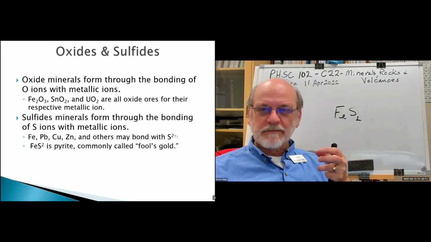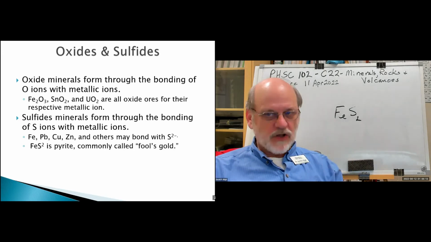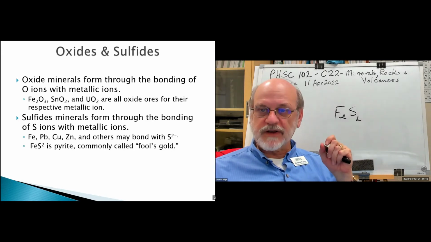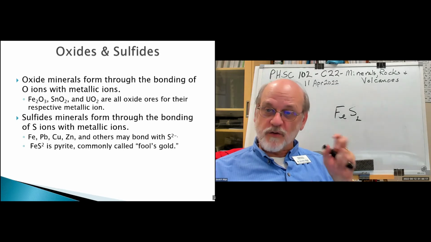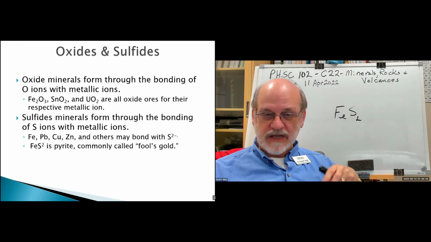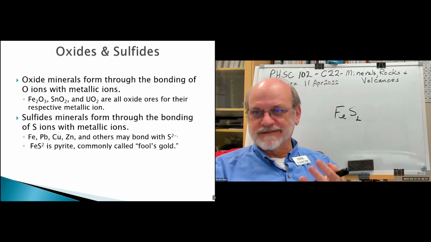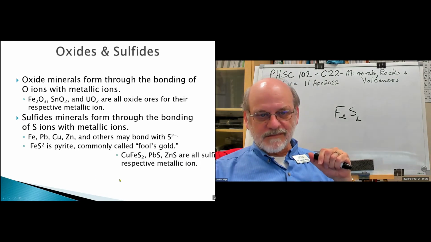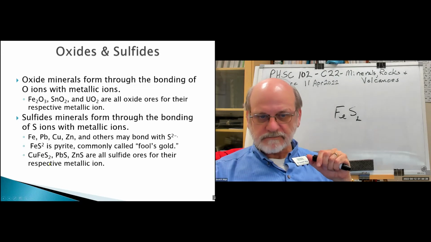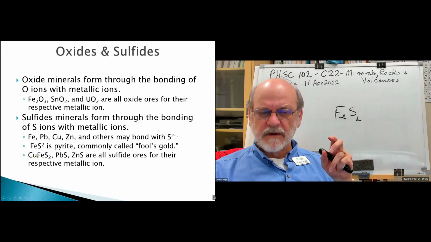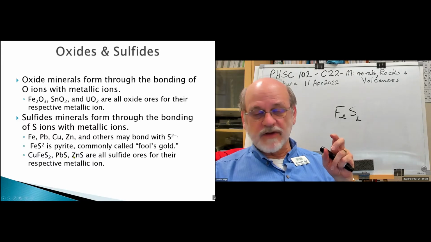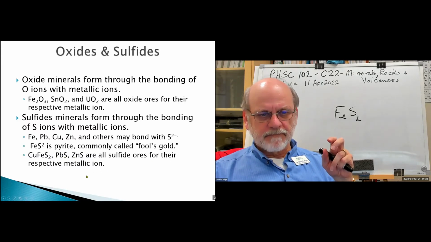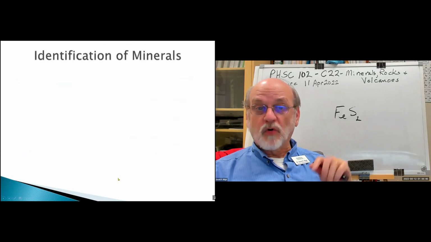Gold as a pure metal is very soft. You could scratch it with your fingernail. If you try to do that with pyrite, you may cut your nail off. It's a hard mineral. You can get combinations. Copper iron sulfide, lead sulfide, and zinc sulfide are independent and are valuable ores.